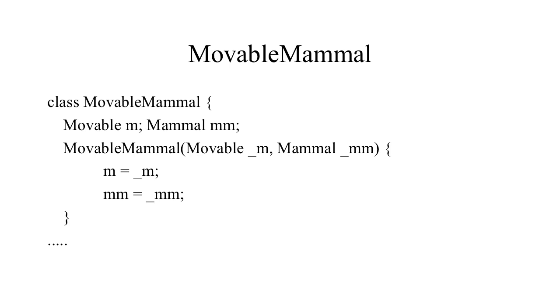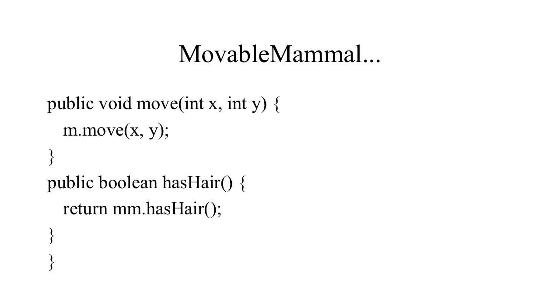But a movable mammal is not something you can get through multiple inheritance of implementation, because Java doesn't have multiple inheritance of implementation. It only has multiple inheritance of interfaces. So what you do is you make an instance of a movable mammal, you pass movable in, you pass mammal in, and if somebody wants to move the mammal, you delegate to the movable instance m the move method. So here comes the move method. We go m.move. If we want to know if it has hair, you go to the mammal method and check to see if it has hair.